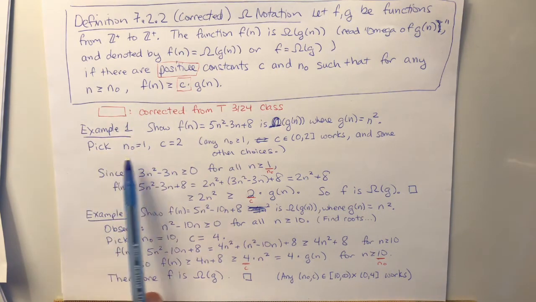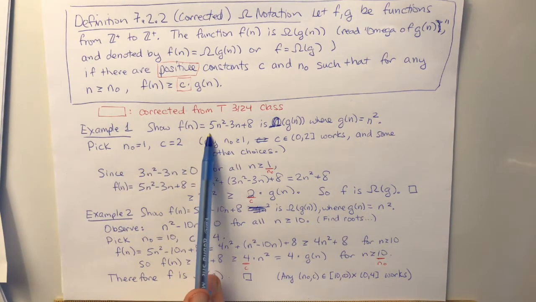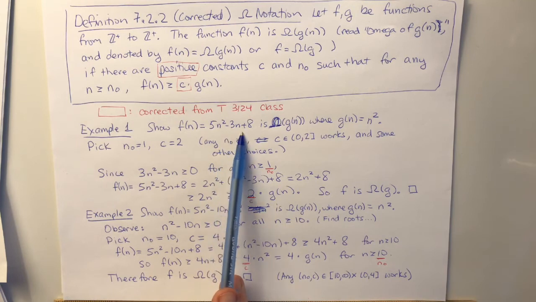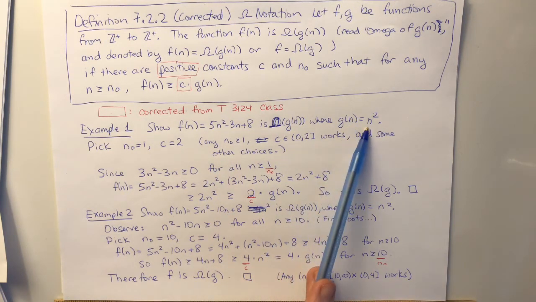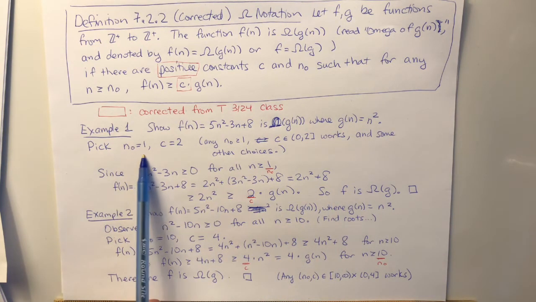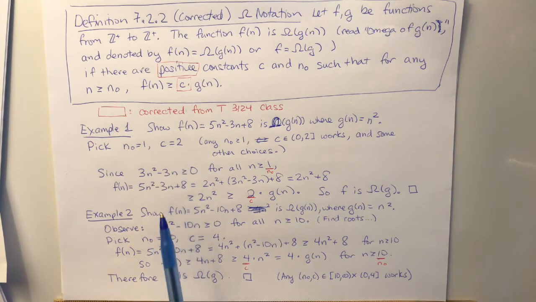Example 1, f(n) = 5n² − 3n + 8 is omega of g(n), where g(n) is n². That's what we're about to show. We can pick n₀ equal to 1, c equal to 2.